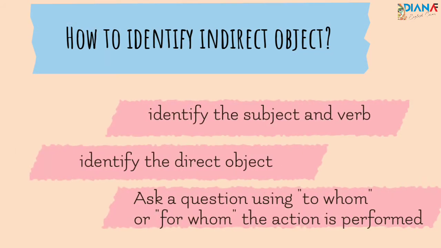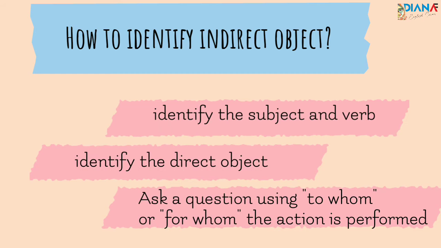Like what we did with the direct object, we also need to identify first the subject and the verb in the sentence. And the second one, identify the direct object, and the last one, ask the questions for whom or to whom is the action of the verb performed.